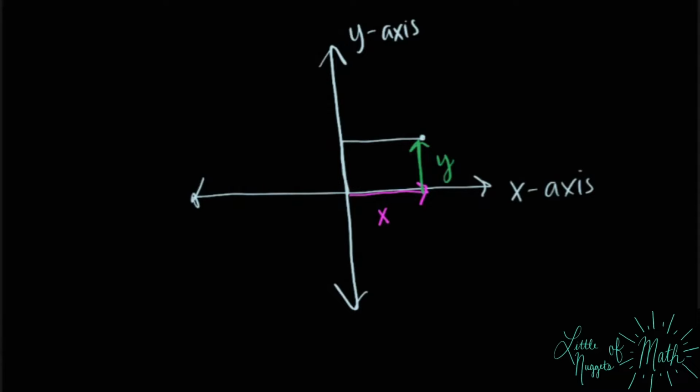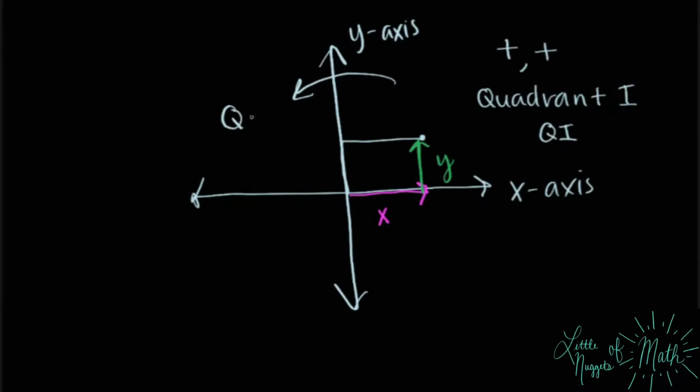The Cartesian plane is divided into 4 quadrants, and we name these quadrants going counterclockwise, starting where the x and y are both positive. And we'll call this quadrant 1 with the Roman numeral 1. The shorthand for that is just Q1. Going counterclockwise, this will now be quadrant 2, where the x is negative and the y is positive.